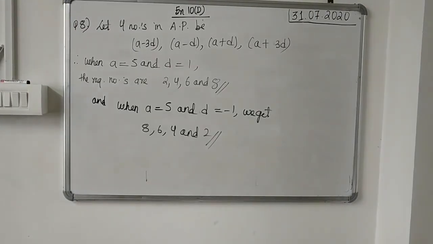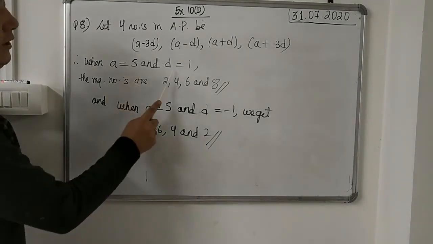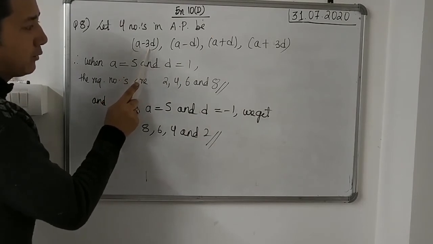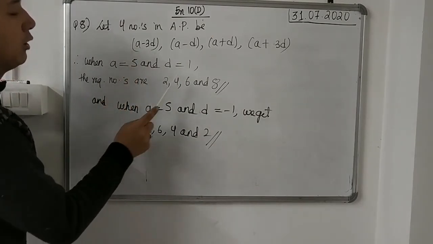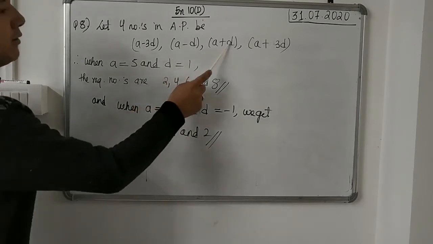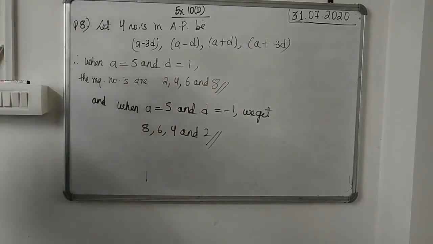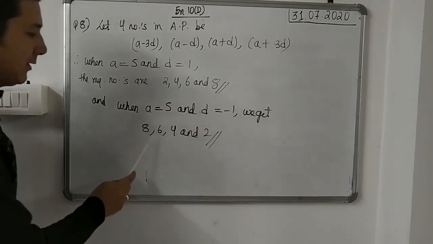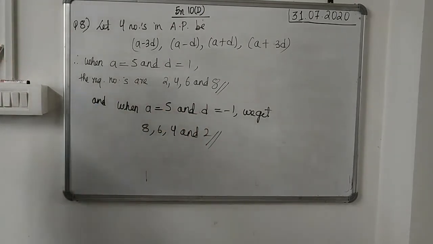Alright, so when a equals 5, d equals plus 1, put the value. So 5 minus 3 is 2, then 4, 6 and 8. 5 minus 1 is 4, 5 plus 1 is 6, and then 8. And just the reverse of it, when a equals 5 and d equals minus 1, we get the numbers as 8, 6, 4 and 2.